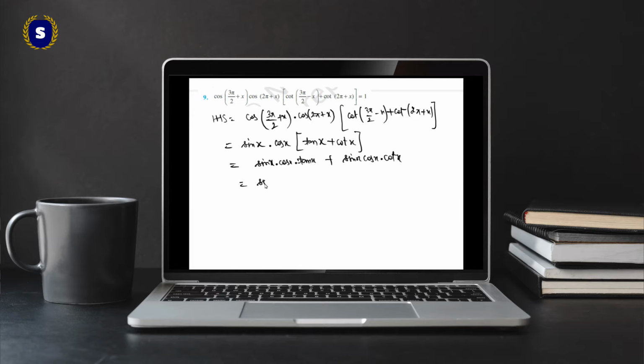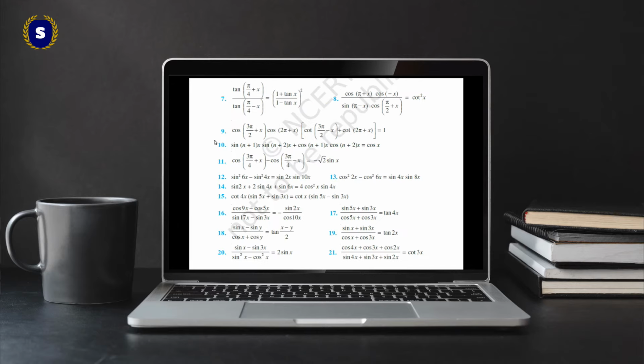Let's elaborate that. Tan x and cot x will give sin x on cos x plus cos x upon sin x. So they will cancel out each other, cos x, and here sin x, sin x. So ultimately we'll get sin square x plus cos square x, which is equal to 1. Hence LHS is equal to RHS. Hence proved. Let us jump to the next question. That is question number 10.